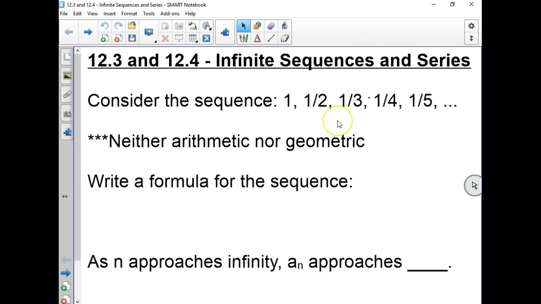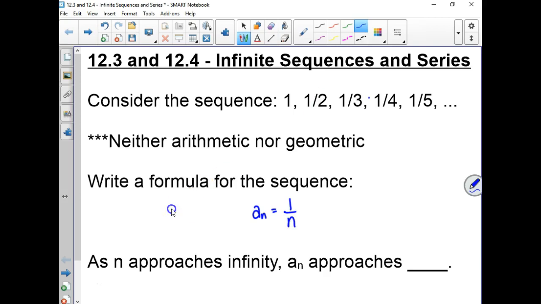So if we wrote a formula for this, I'm going to use this notation, a sub n equals 1 over n, or you might see y equals 1 over x. So if we wrote this formula, our first number is 1 over 1, our second number is 1 over 2, our third number is 1 over 3, right? So this would be a formula here.